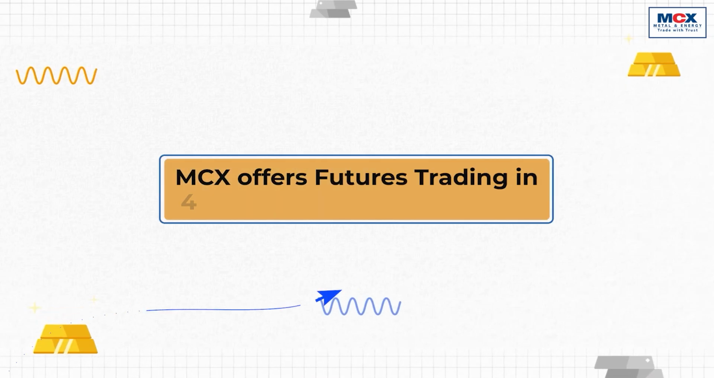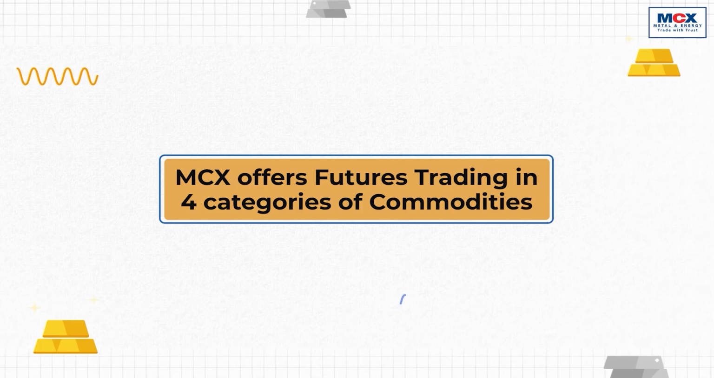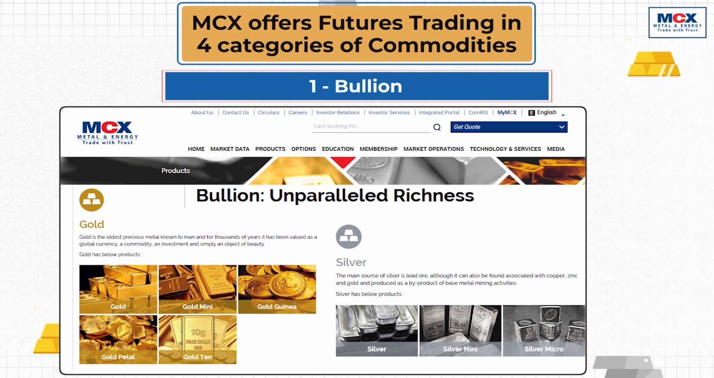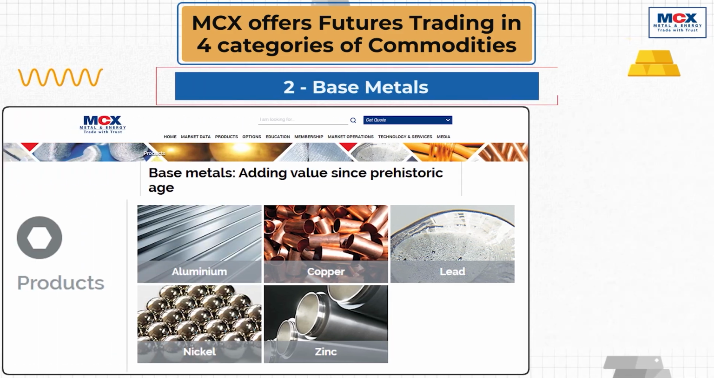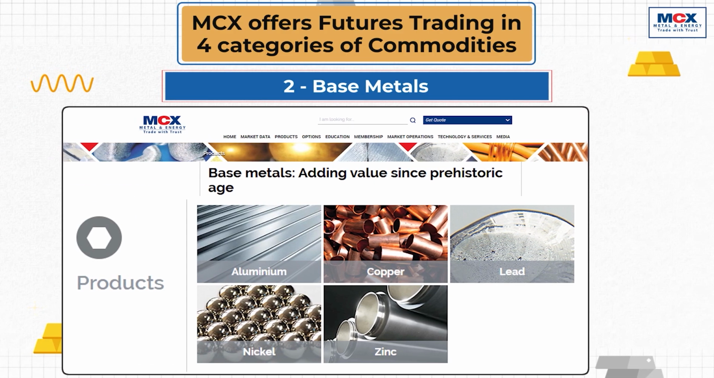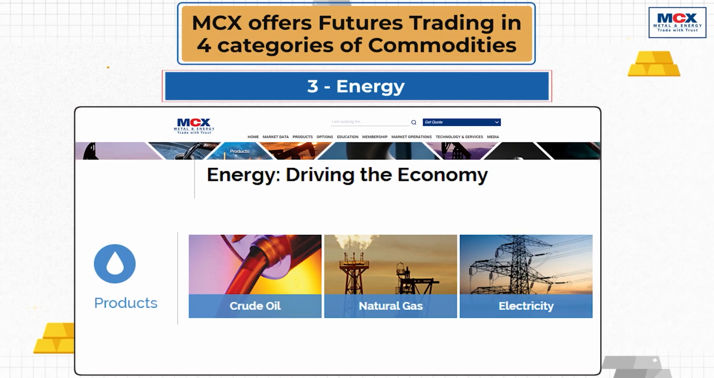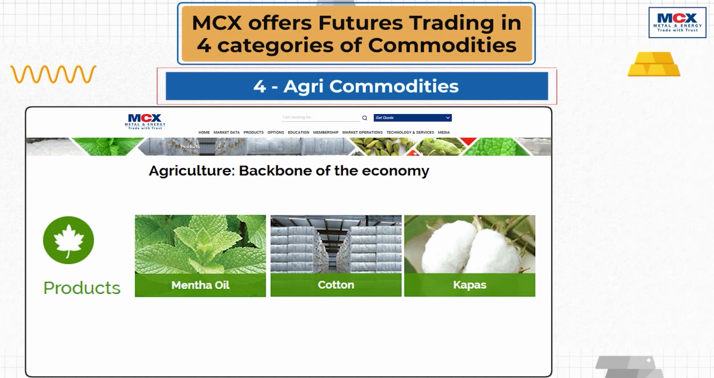What kind of commodities can be traded? Let us start with individual commodity futures. As we had said in earlier video lessons, MCX offers futures trading in 4 categories of commodities. 1. Bullion. 2. Base metals. 3. Energy. And 4. Agri commodities.